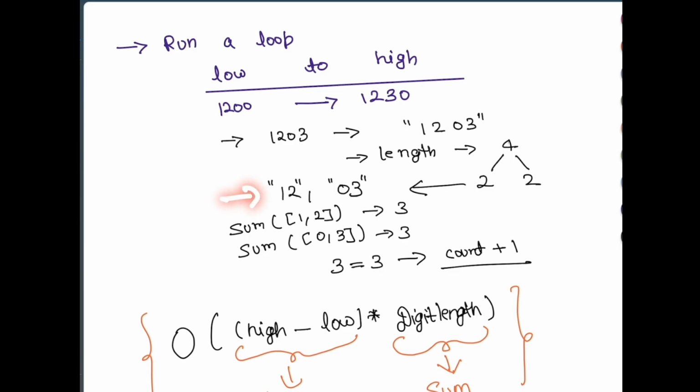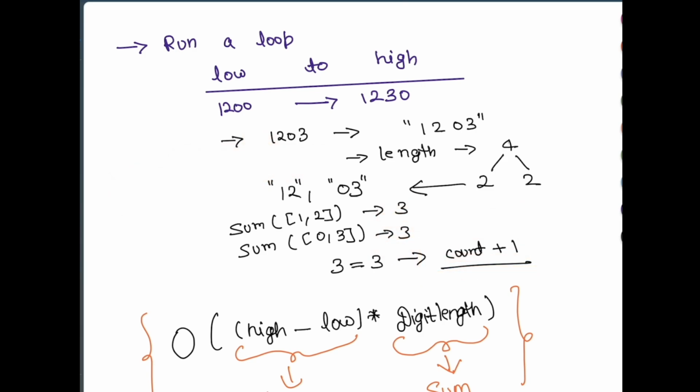So first 12 is going to become 1, 2, 03 will become 0, 3. And then you can take the sum of both the parts, and it will be 3 and 3. And since 3 and 3 are the same, or you can say 3 minus 3 has a difference of 0. If the difference is 0, then the sum is going to be the same, and we can say count plus 1.